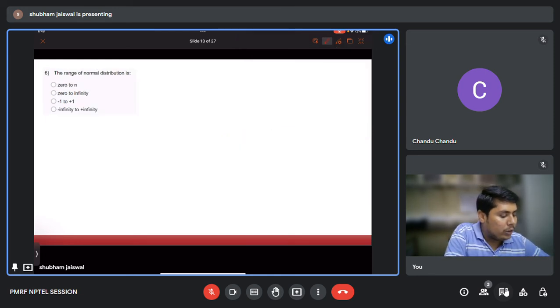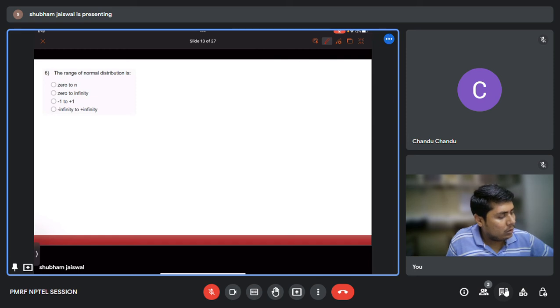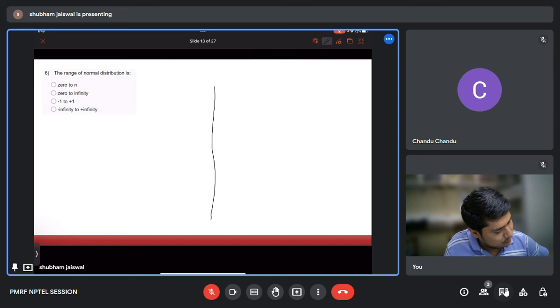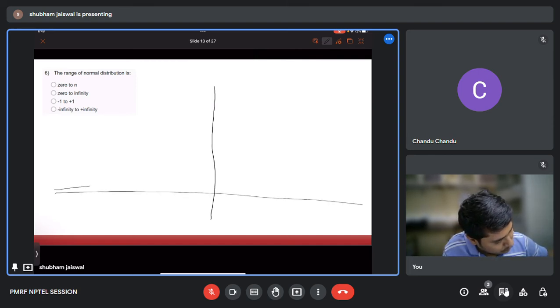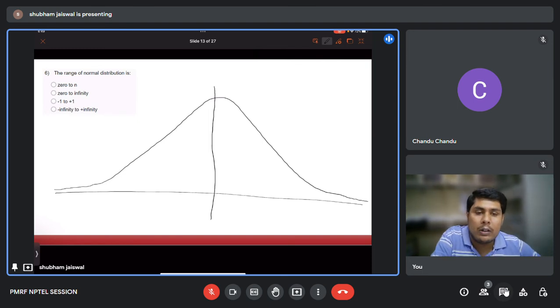The range of normal distribution is 0 to n, 0 to infinity, -1 to +1, or minus infinity to plus infinity. I will draw a curve for you. So from that also you can easily answer the question. Now answer.